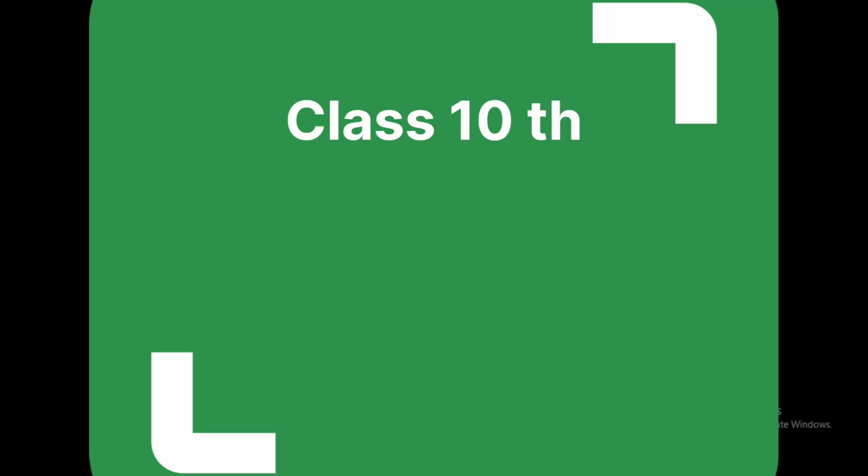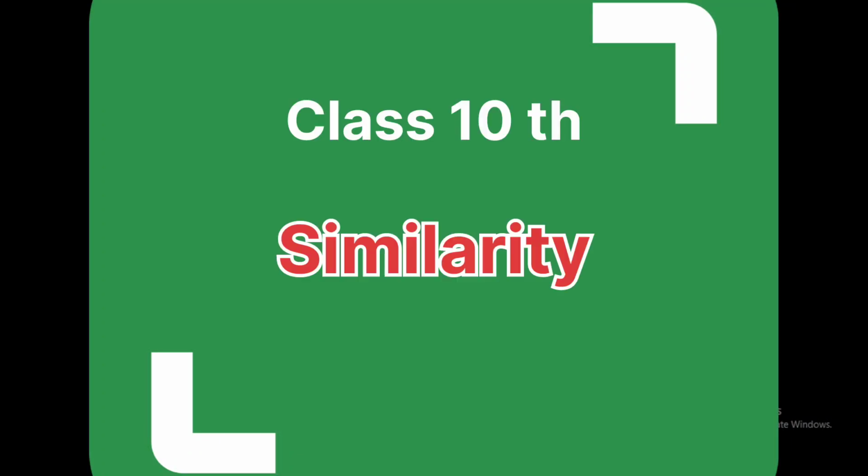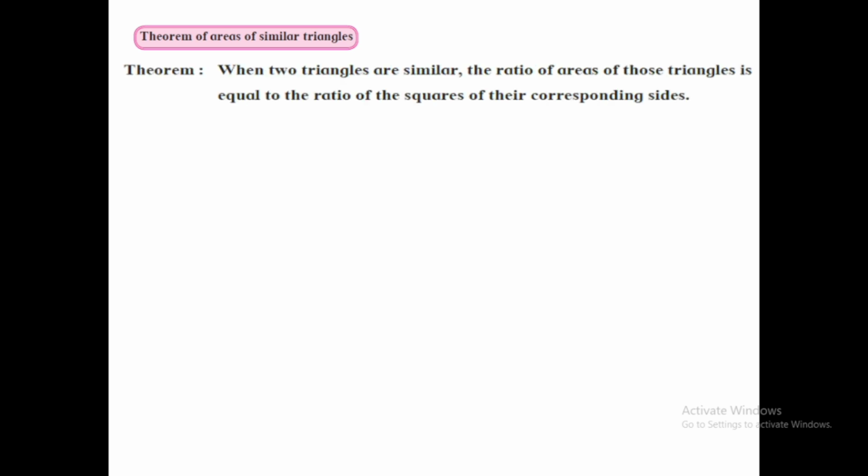Hello friends, today let's prove one theorem from the topic similarity, class 10th, and the theorem is the theorem of areas of similar triangles. So first of all let us have the statement of the theorem. When two triangles are similar, then the ratio of areas of those triangles is equal to the ratio of the squares of their corresponding sides. So this is the statement of the theorem.